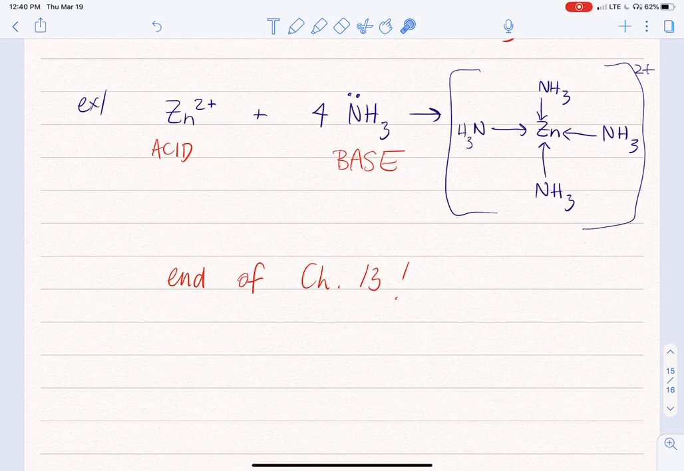So you should be able to identify Lewis acids and bases, and you can always do so by tracing the flow of electrons and identifying the electron pair donor, which is always the Lewis base, and the electron pair acceptor, which is the Lewis acid.